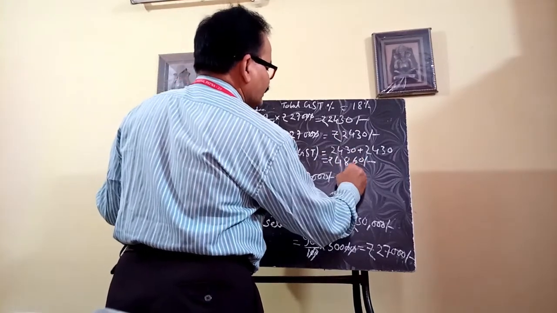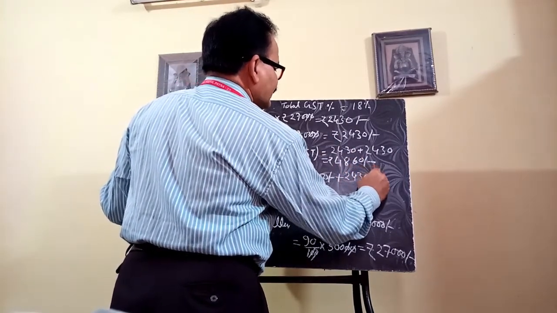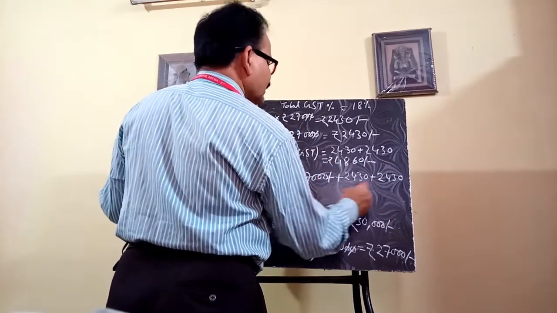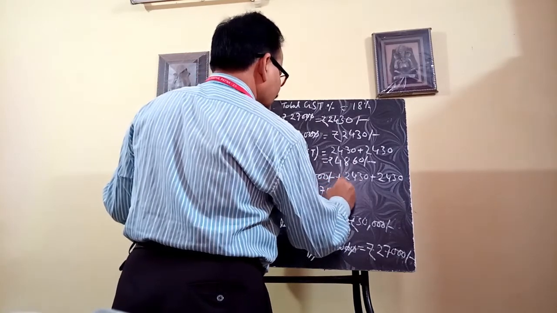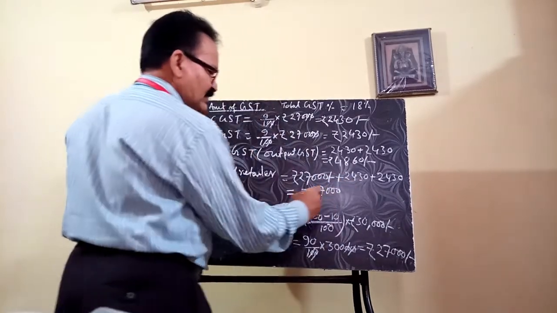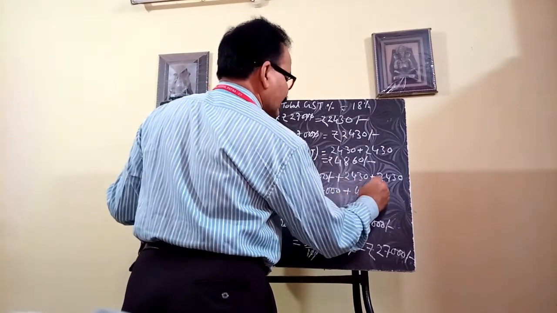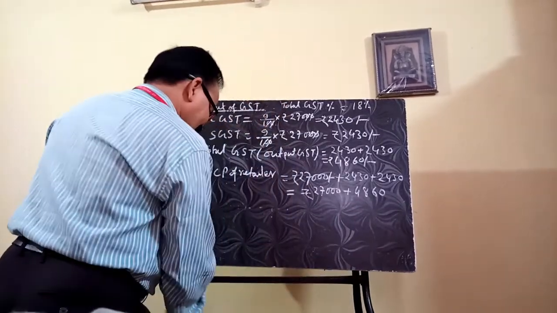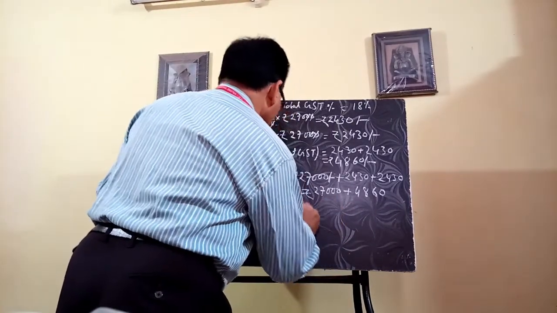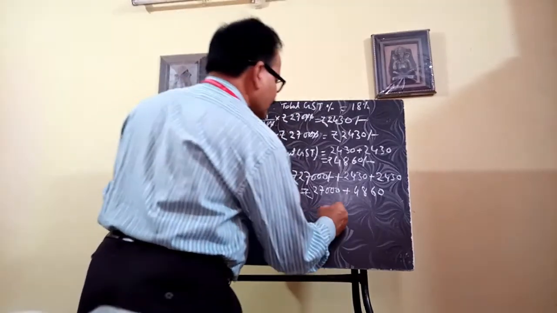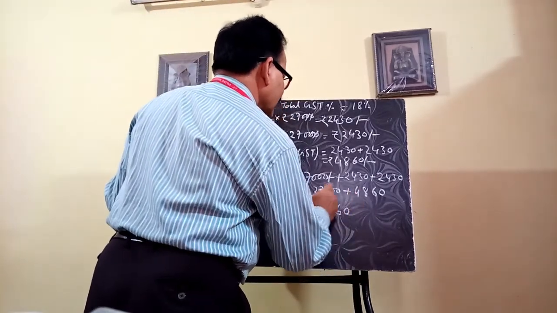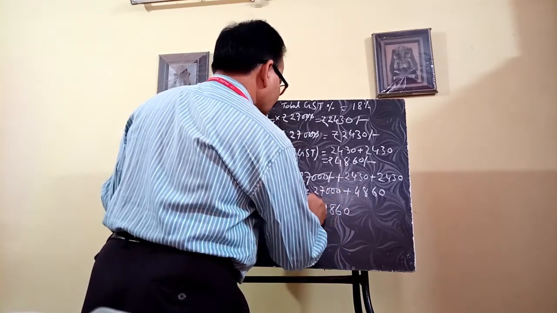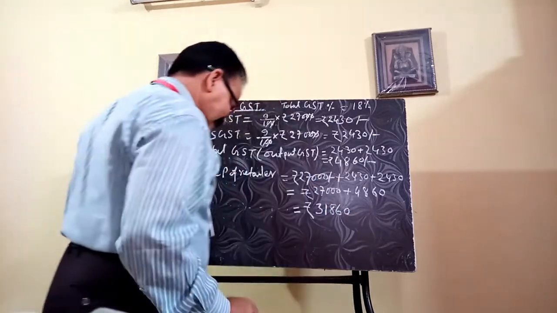CGST is 2430 and SGST is also 2430. That means altogether 4,860. When you add this to the value, the CP of the retailer will be 27,000 plus 4,860, that is rupees 31,860.